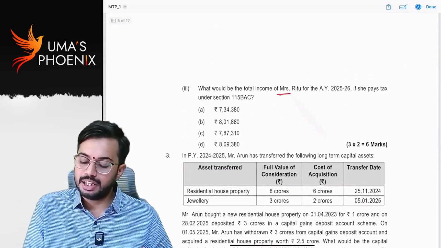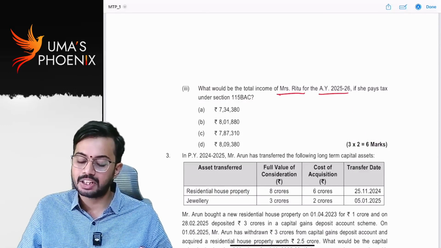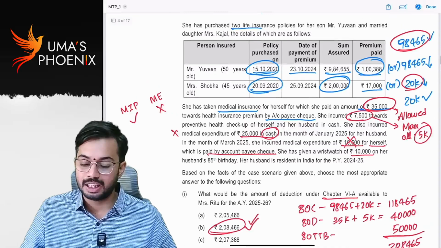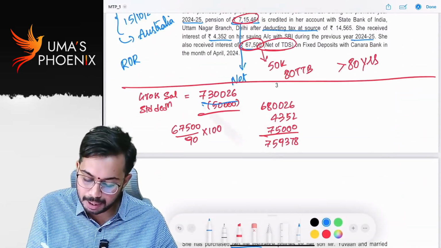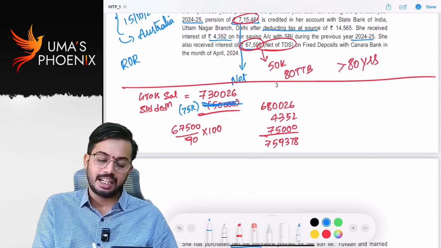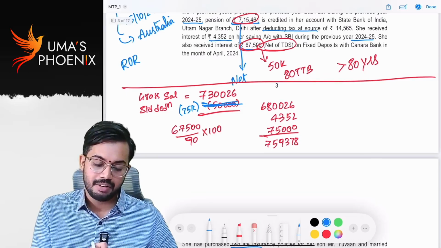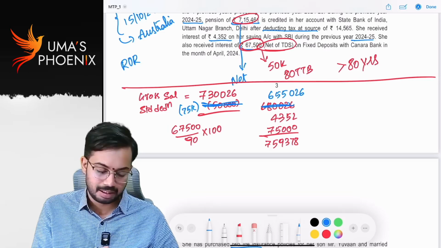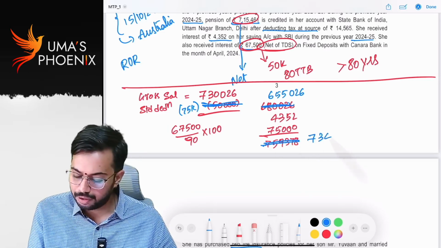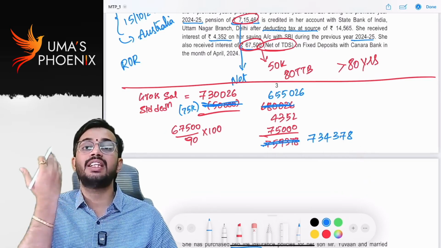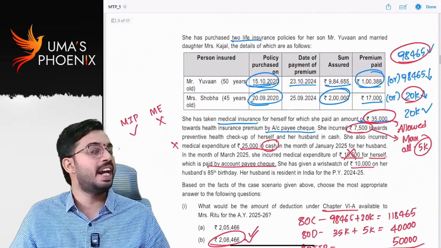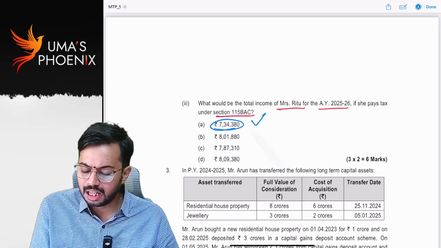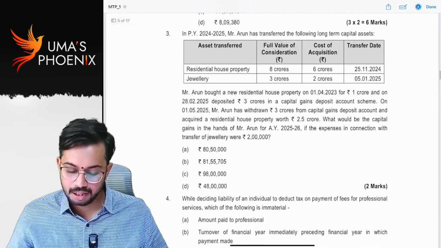What would be the total income of Mrs. Ritu for assessment year 25-26 if she pays tax under section 115BAC? If she is paying taxes under section 115BAC, standard deduction is not 50,000, standard deduction is 75,000. So in place of 50,000, we will claim 75,000 standard deduction. 7,30,026 minus 75,000 is 6,55,026, plus 4,352 plus 75,000, which is 7,34,378. Anyhow, chapter 6A deductions are not allowed under default tax rates. 80C, 80D, 80TTB are not allowed. So 7,34,378 is rounded off to 7,34,380. That is the answer. Next.